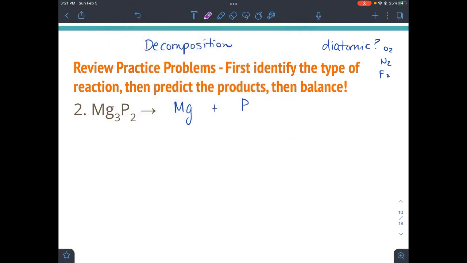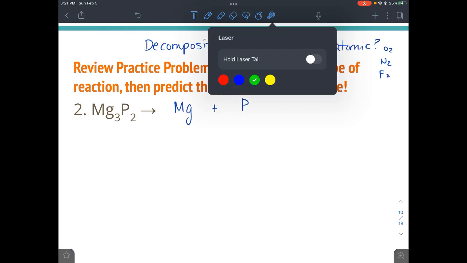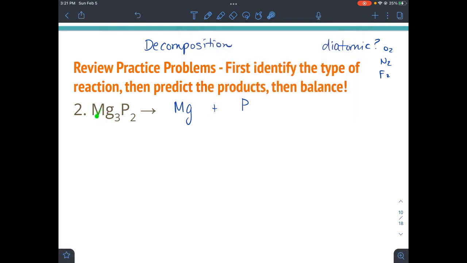This one turns out to be pretty easy. Because I have 3 magnesiums, I simply need to put a 3 in front of the magnesium on the product side. And I have 2 phosphorus, so I need to put a 2 in front of the phosphorus on the product side, and I'm done. So this was one compound breaking into 2 smaller things. That means it is decomposition.